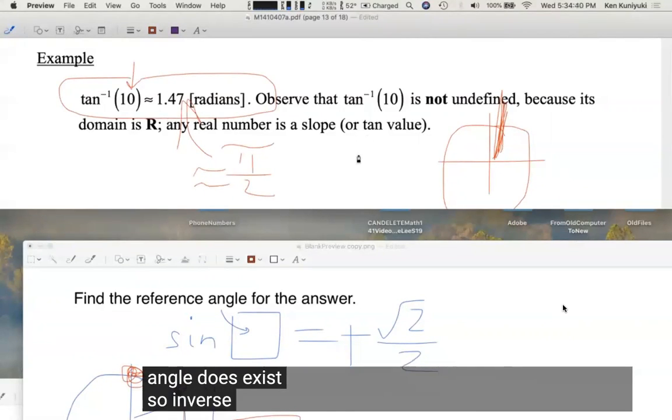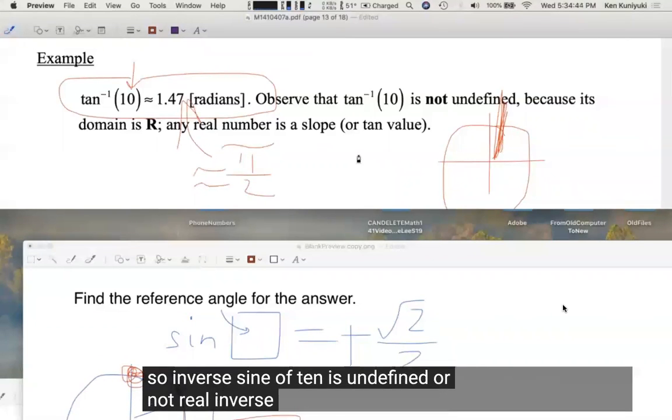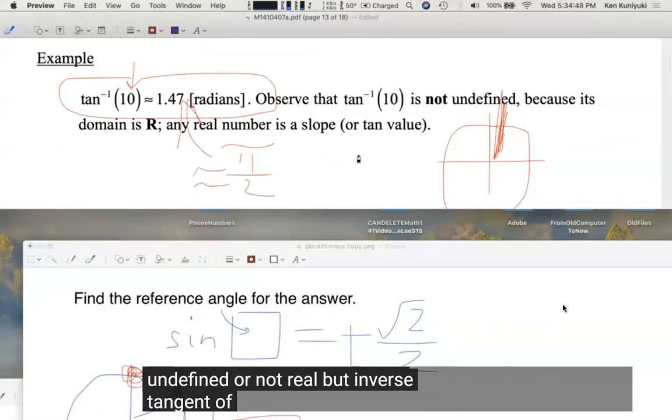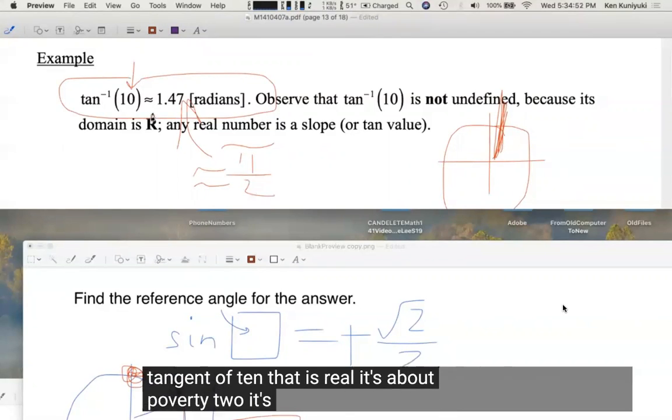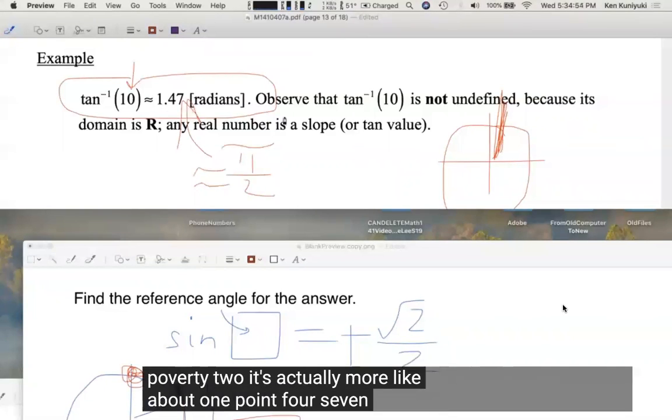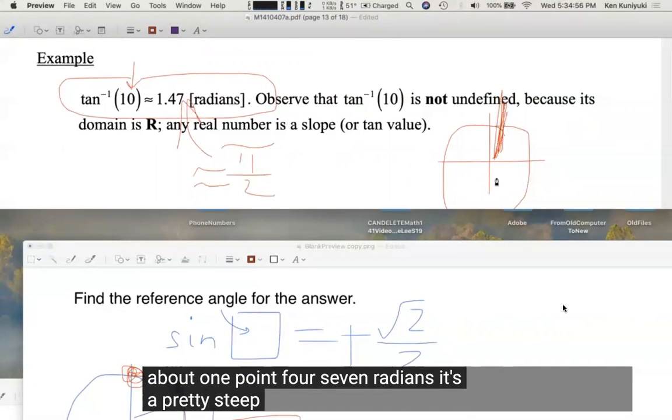So inverse sine of 10 is undefined or not real. Inverse cosine of 10 is undefined or not real. But inverse tangent of 10, that is real. It's about pi over 2. It's actually more like about 1.47 radians. It's a pretty steep angle.